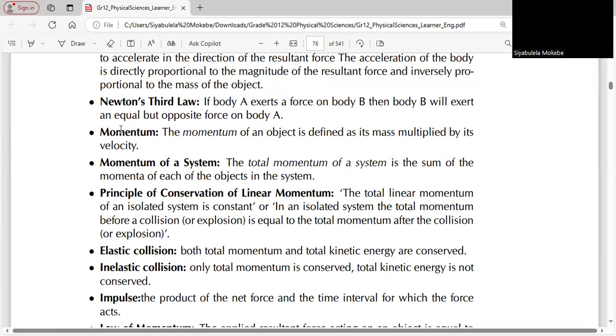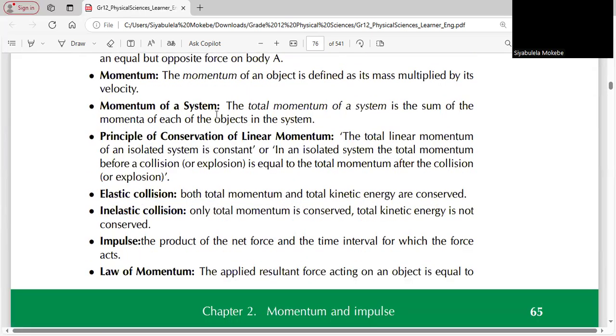The momentum of an object is defined as its mass multiplied by its velocity. Momentum of a system: the total momentum of a system is the sum of the momenta of each of the objects in the system. The principle of conservation of linear momentum states that the total linear momentum of an isolated system is constant, or in an isolated system, the total momentum before a collision is equal to the total momentum after a collision or explosion.